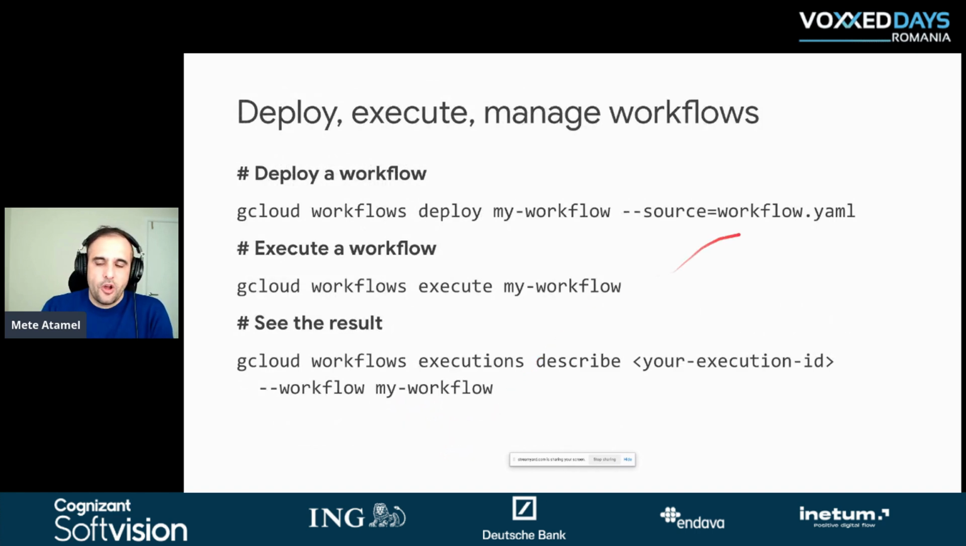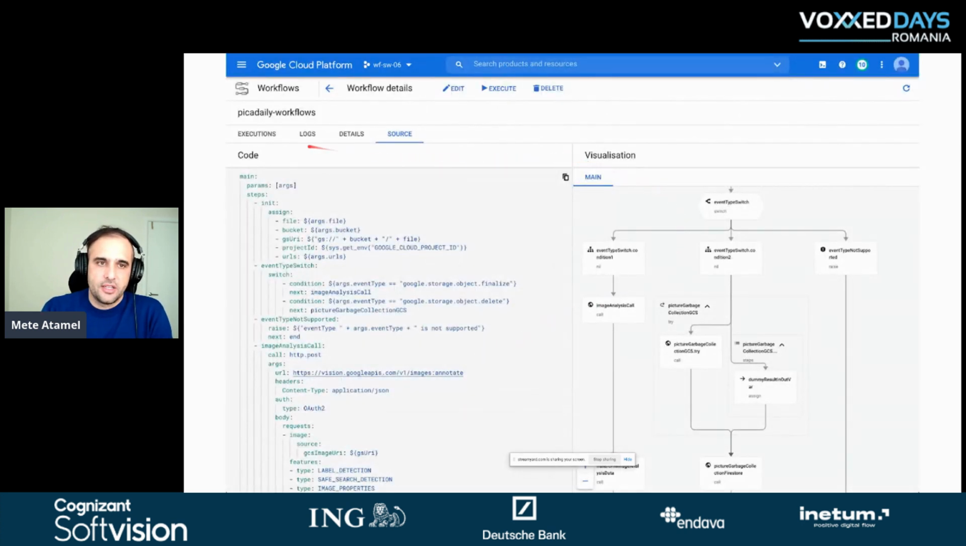So to deploy a workflow, you define your workflow in a YAML and deploy. And then once it's deployed, you can execute it. This deploy doesn't execute. It just deploys it, and then you execute it. And then you can see the execution like this. Of course, all of this is in the UI as well. So you can define your workflow in Google Cloud Console. You can see a visualization of your workflow, which is very useful to see what's happening visually. And you can execute and run it here as well.